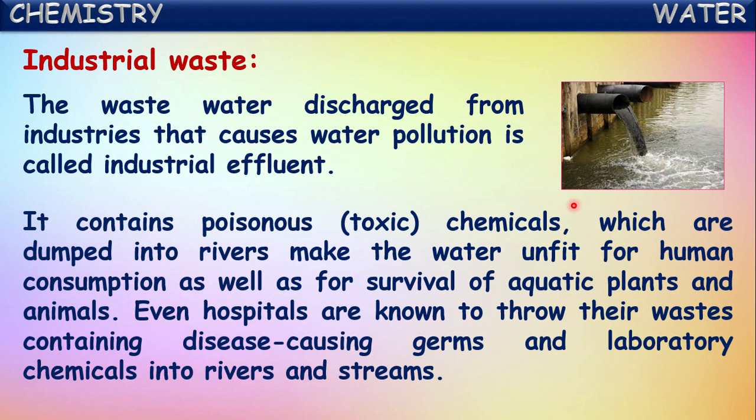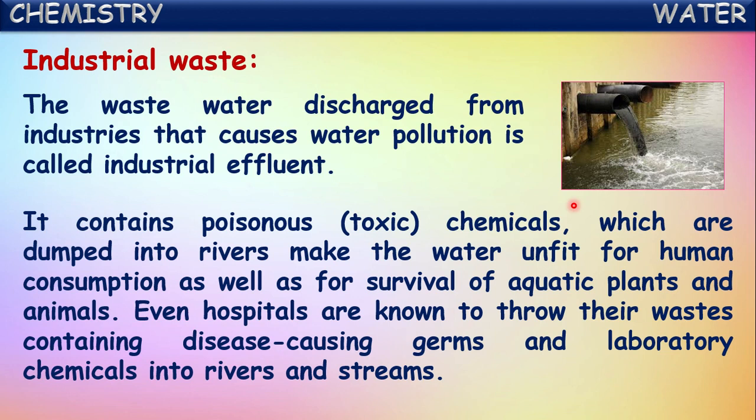Okay, it may contain poisonous chemicals, which are often dumped into rivers, making the water unfit for human consumption as well as for the survival of aquatic plants and animals. So what the industries are doing is releasing wastewater, which may contain certain toxic or poisonous chemicals, into rivers and lakes. By that, the water in those water bodies becomes unfit for human consumption as well as for the survival of aquatic plants and animals.